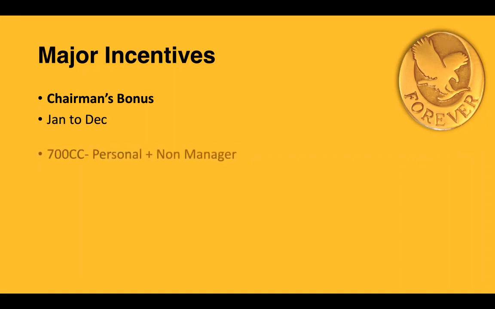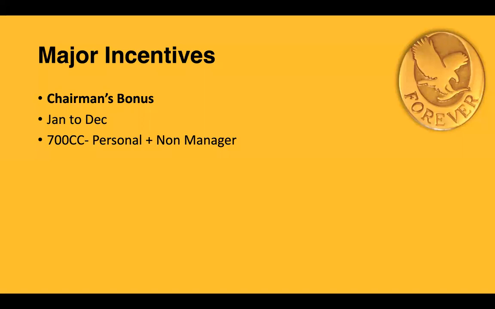And what you're supposed to do is to do 700 cc's, personal and non-manager, meaning all the cc's that you're going to do yourself, plus all the cc's done by everybody in your team who is not yet a manager. So you need to do a total of 700, January to December. And out of those 700, at least 150 should be new. Now, what are new cc's? New cc's are the cc's that come from the people and their teams that join the business in that particular year.